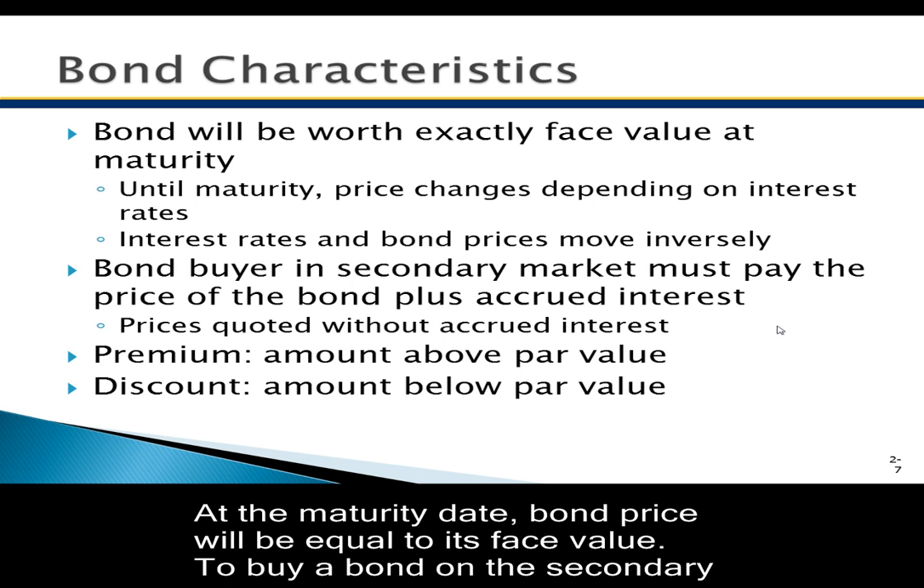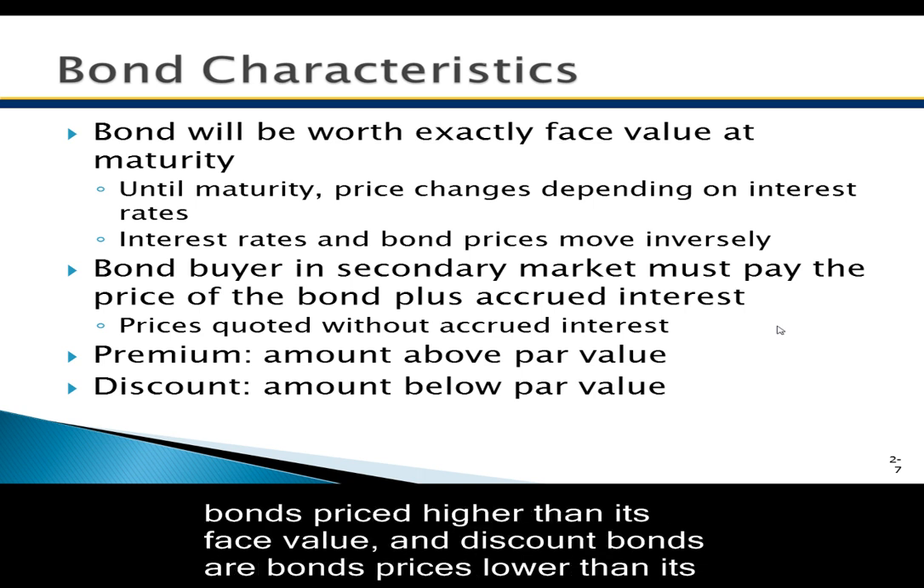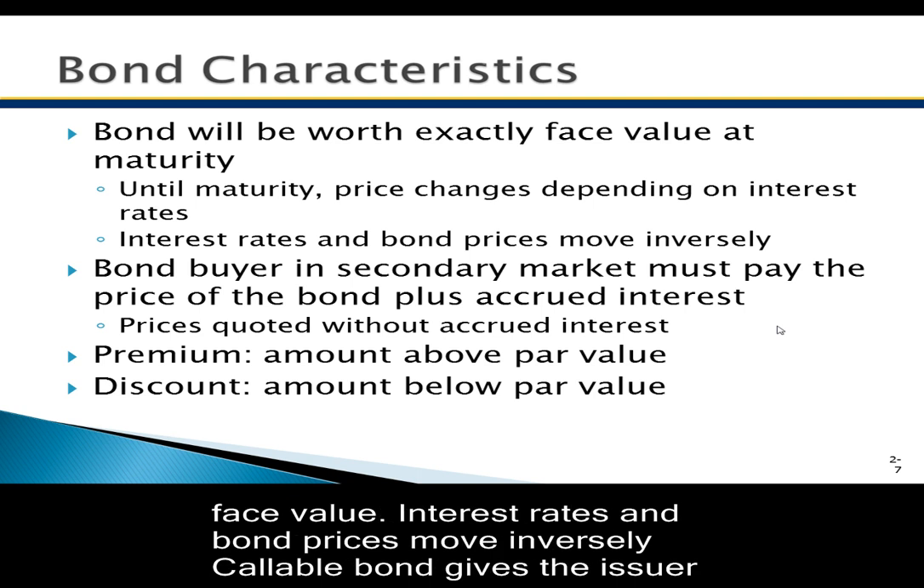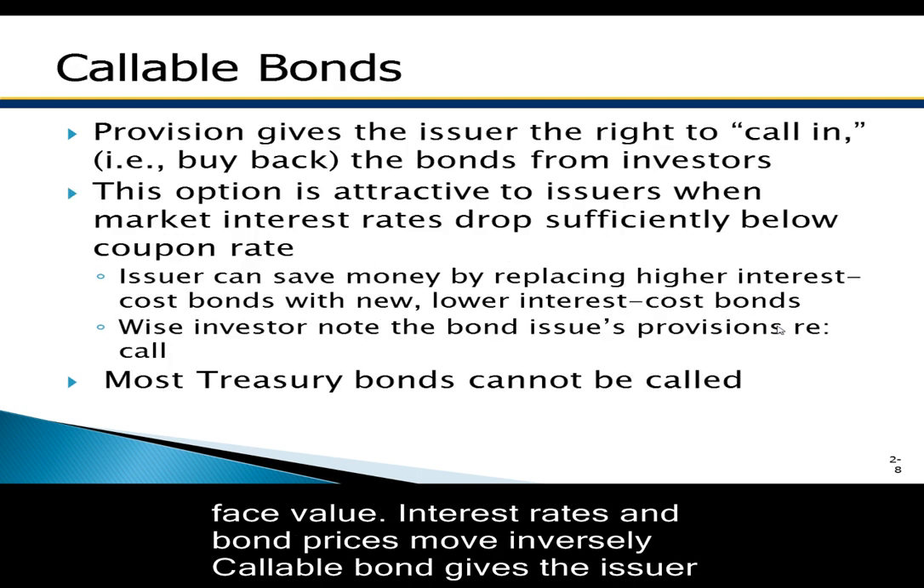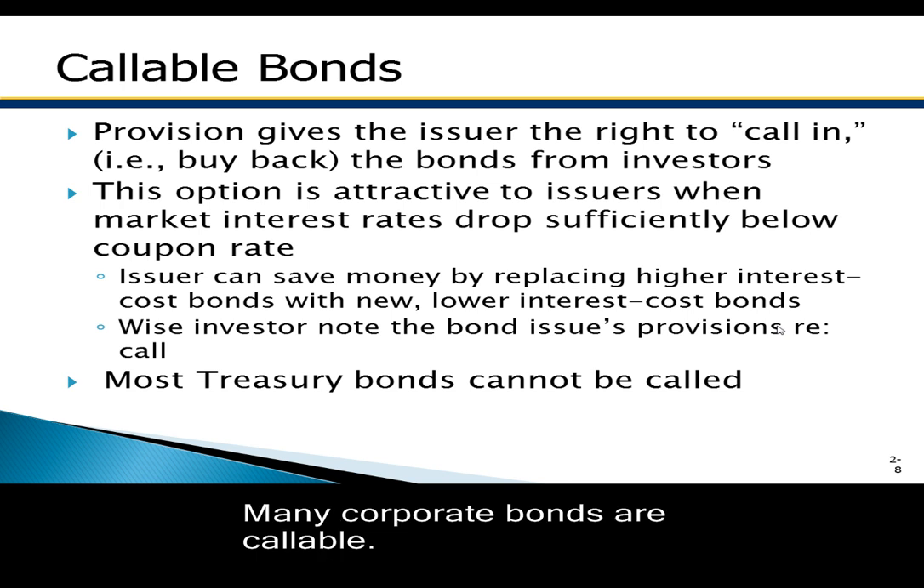Premium bonds are bonds priced higher than their face value, and discount bonds are bonds priced lower than their face value. Interest rates and the bond price move inversely. Callable bonds give the issuer the right to buy back the bonds from investors when the interest rate declines to a certain level. Many corporate bonds are callable.